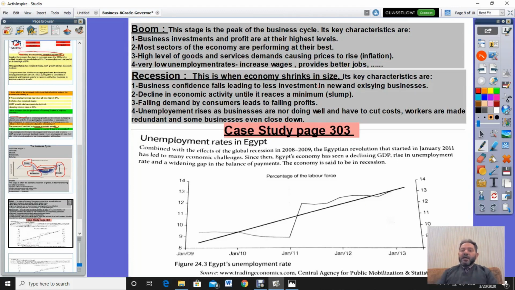Its key characteristics are: 1, business confidence falls, leading to less investment in new and existing business. 2, decline in economic activity until it reaches a minimum or slump. 3, falling demand by consumers leads to falling profits. 4, unemployment rises as businesses are not doing well and have to cut costs. Workers are made redundant and some businesses even close.